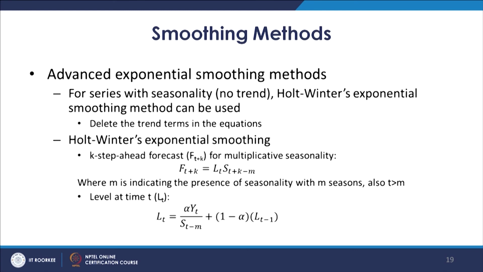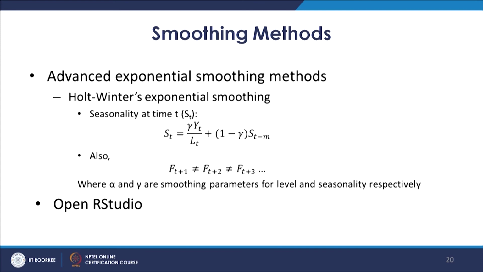Now, the third scenario where the series is having just the seasonality and no trend. The same method that we have discussed, the Holt-Winters exponential smoothing method, can be used. We just need to delete the trend terms in the equations. If we do this we will have these equations as you can see here: k step ahead forecast, level and the seasonality, and these are the equations that can be used.